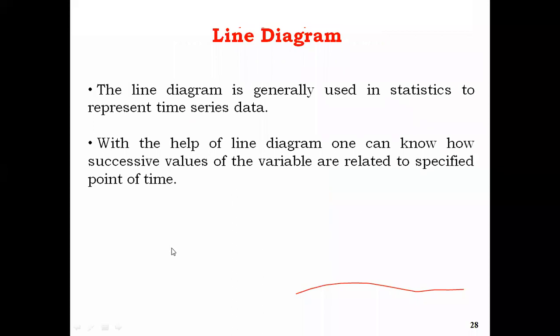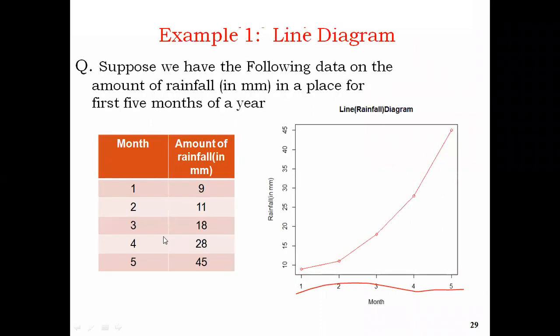What is this line diagram? The line diagram is generally used in statistics to represent time series data. With the help of a line diagram, one can know how successive values of the variable are related to a specified point of time. Now we are again considering one example for the line diagram. Suppose we have the following data on the amount of rainfall in millimeters in a place for the first 5 months of a year. Months are 1 up to 5, and the amount of rainfall is given 9 up to 45. And here you see, this is the line diagram.